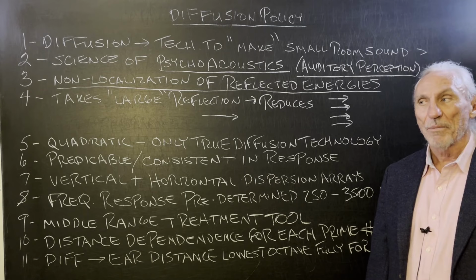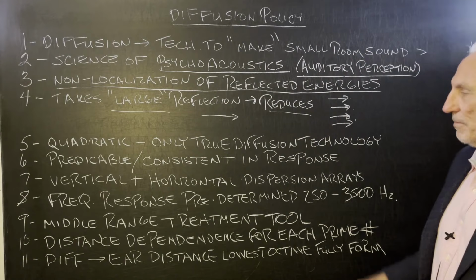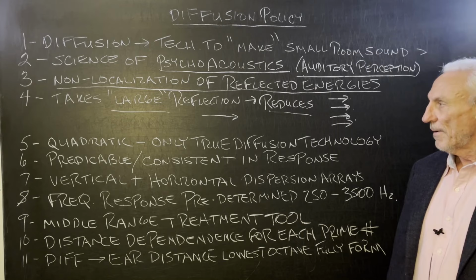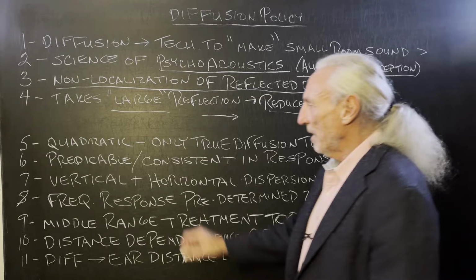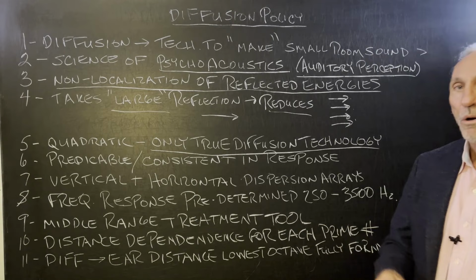And that's what diffusion does. It takes a large reflection and reduces it to a series of smaller ones, which makes it more difficult for our brain to localize distance. There are technical reasons for that, but suffice it to say that we can do that. Quadratic is the only true diffusion technology. It's predictable and consistent in response. It has a frequency response, just like a speaker. So you know what you can do with that frequency response in the room.